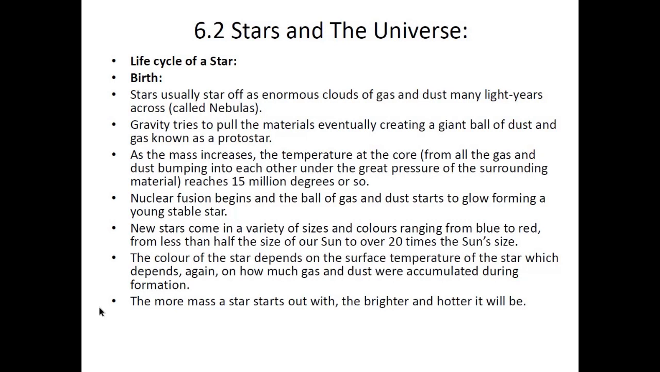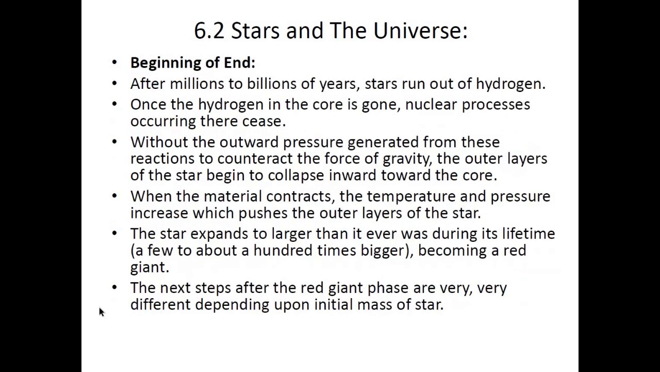The color of the star depends on the surface temperature, which again depends upon how much gas and dust, or how much material, was collected during the formation of a star, or before a star became a protostar. The more mass a star starts out with, the brighter and hotter it will be. The much larger would be its size.